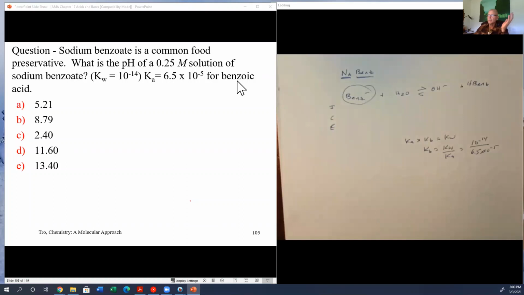Benzoate, the benzoate ion, we don't have the formula or anything, but we know that it's the conjugate base of benzoic acid. It's given here in the problem, right? This is benzoic acid, and that's the conjugate base. So we know that it's the conjugate base of a weak acid because benzoic acid is not a strong acid, right? So therefore, benzoate is a weak base. So that's why we're using the weak base equation. Does that make sense? Yeah, it does. Thank you.